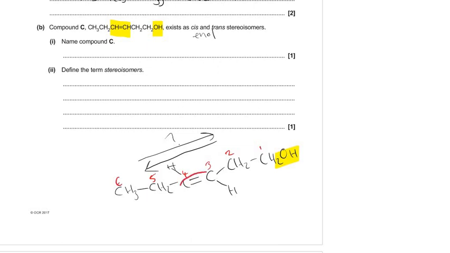So we should be able to see that we've got the ene between carbons 3 and 4, and the OH is on carbon 1. So if we put this all together, we've got hex for our 6, then we're going to put the ene, so hex-3-en-1-ol. Hex-3-en-1-ol. And that's our IUPAC name for this substance. So, next question, define the term stereoisomers.